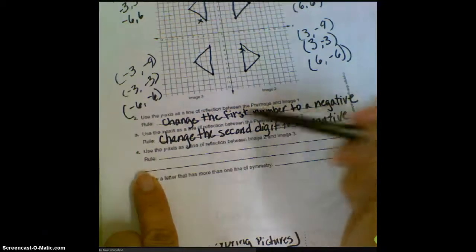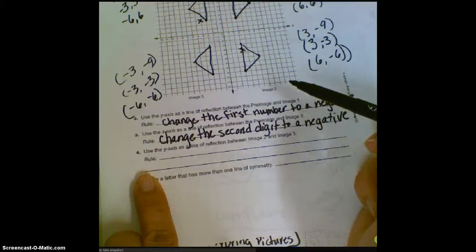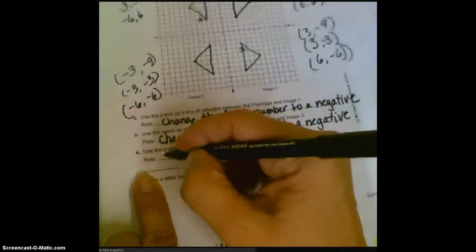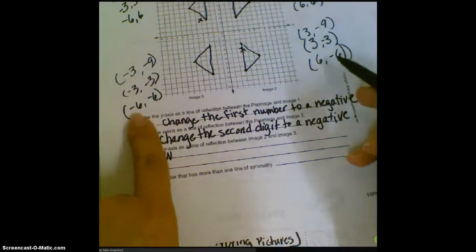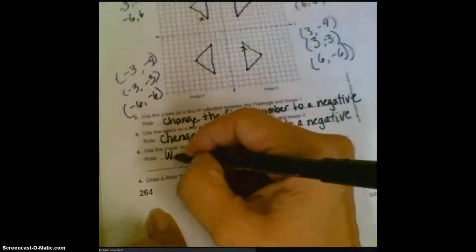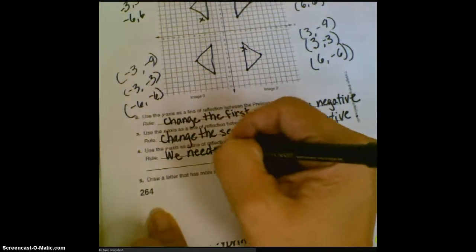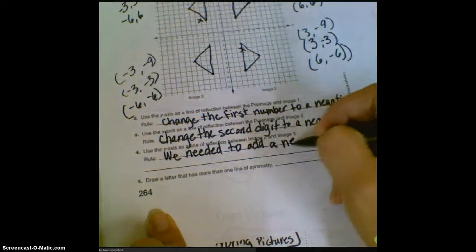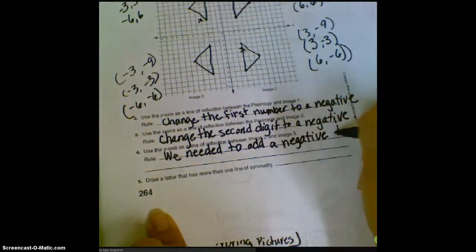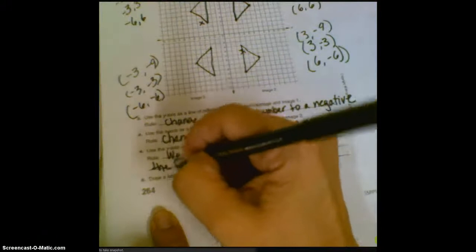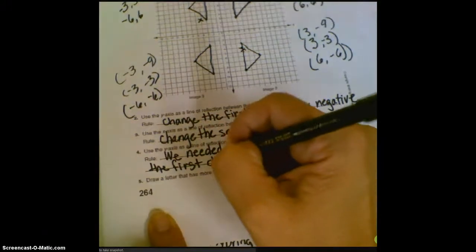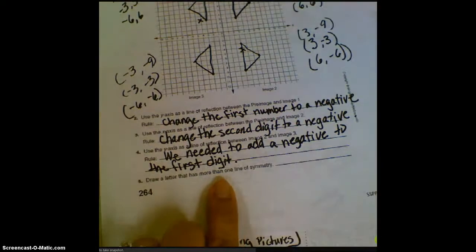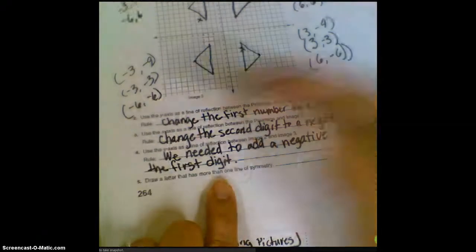So it says, using the y-axis as a reflection between images 2 and 3, what was the rule? And I think the rule, if I'm looking at this correctly, is to add a negative to the first digit. When I say digit, I'm meaning a number, so the first digit is the first number.